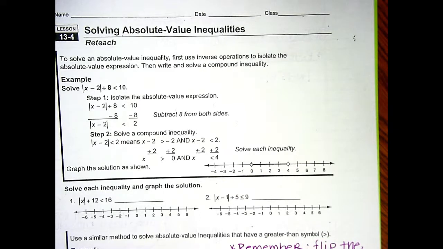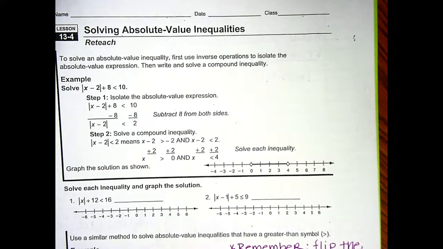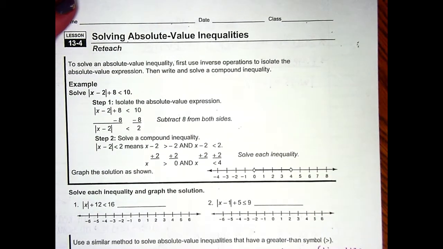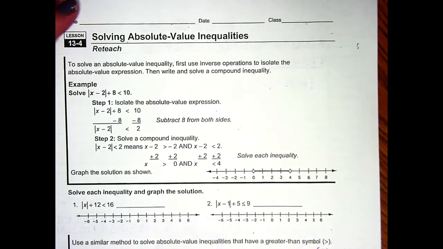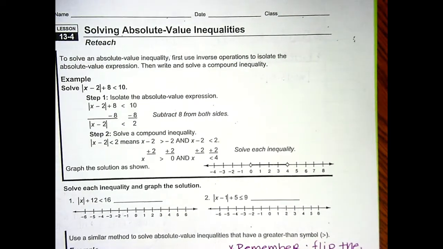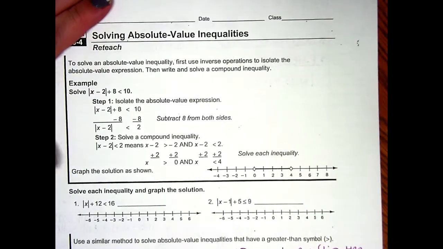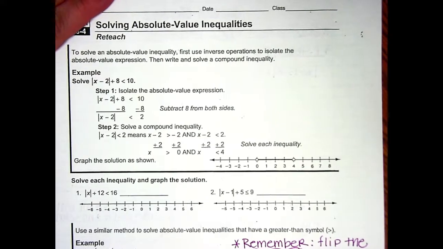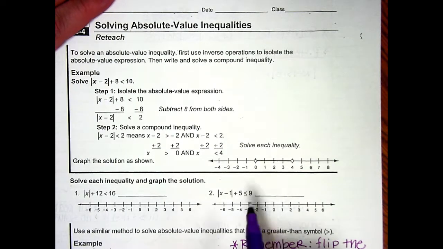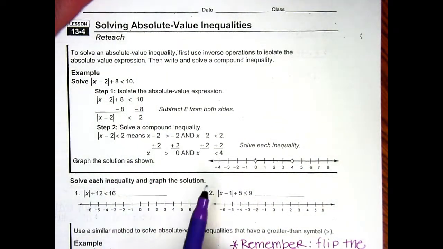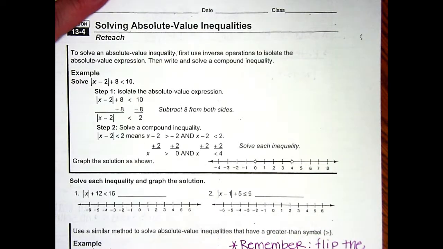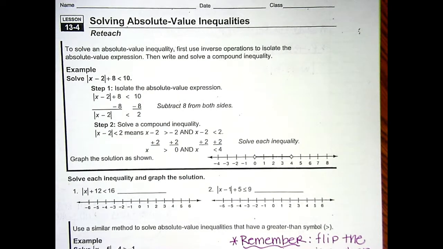All right, good afternoon. These are your notes for 13-4, solving absolute value inequalities. These are a lot like the linear inequalities, so we'll be using some of what we know from that on these today. Remember that if you have less than or greater than, it's an open circle when we graph. And less than or equal to or greater than or equal to is a closed circle when we graph.